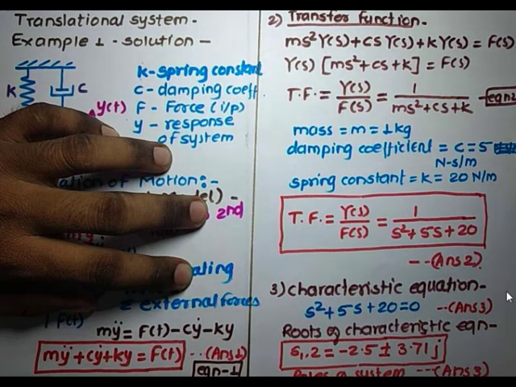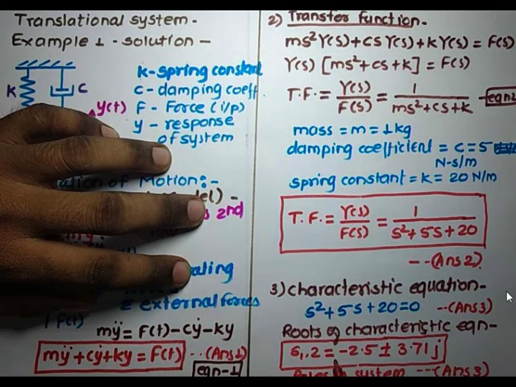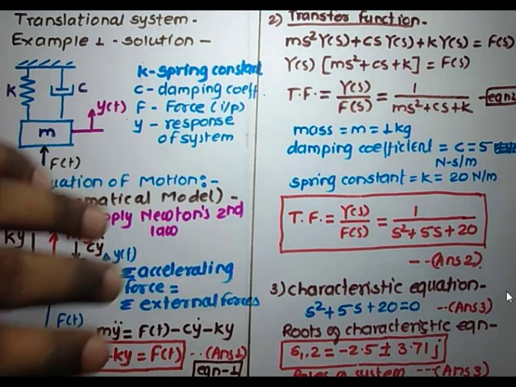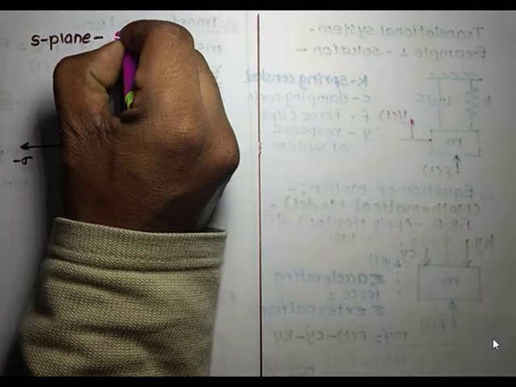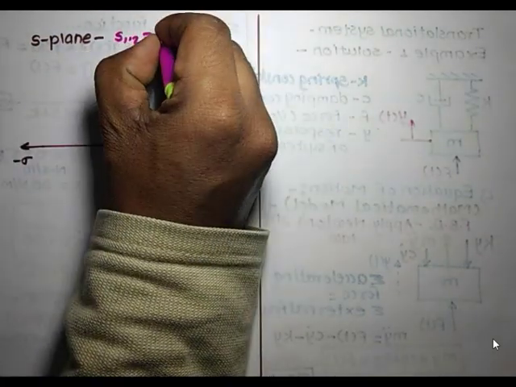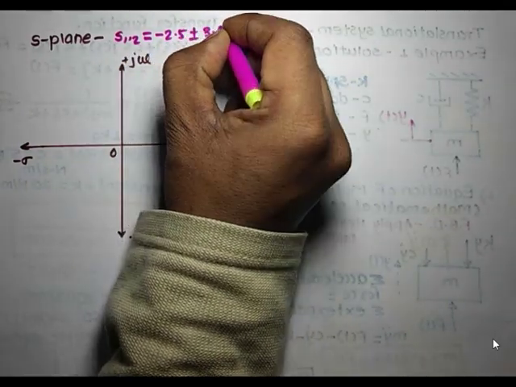So let us plot these poles in the s-plane and let us verify whether the given system is stable or unstable. From here itself we came to know that since the real part of these roots is negative and it has an imaginary part, it is a complex conjugate pair with a negative real part. That means it has to lie on the left half plane. The given system is a stable system. So let us plot these two roots on the s-plane. We got two poles, s1,2 is equal to minus 2.5 plus or minus 3.71 into j.